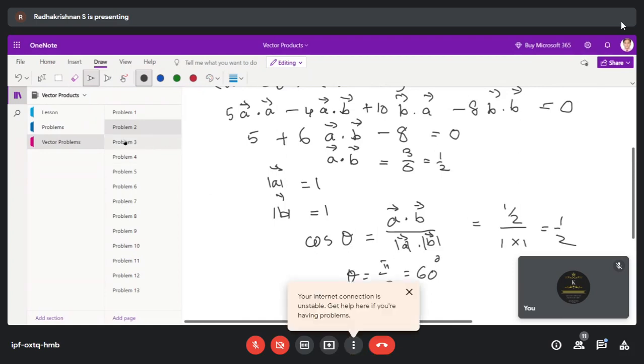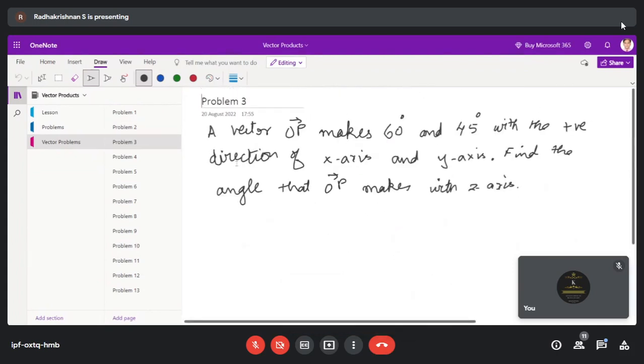Let's go to the next problem. A vector OP makes 60 degrees and 45 degrees with the positive direction of x-axis and y-axis. Find the angle that OP makes with the z-axis. Think and tell me. Just tell me the step.